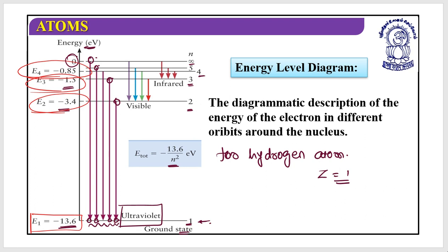Next, when you jump from any of the states to the second orbit, n equals 2, it will give us the visible spectrum. If you jump from any of the states to the third state, it will give the infrared spectra. I hope this is clear. Is it clear? Are you sure?